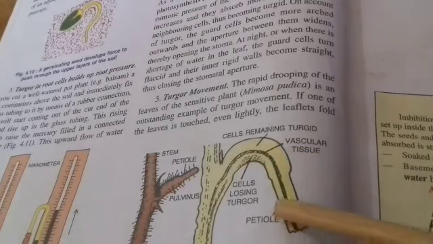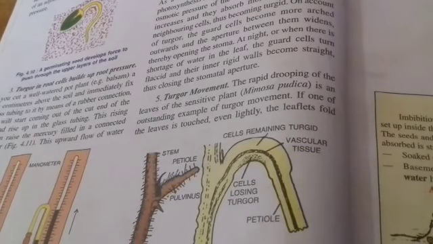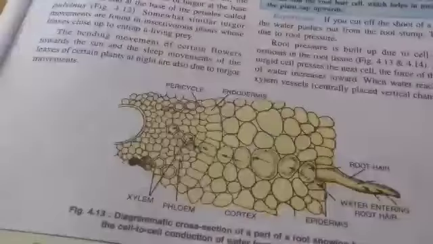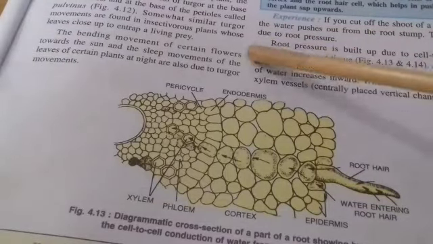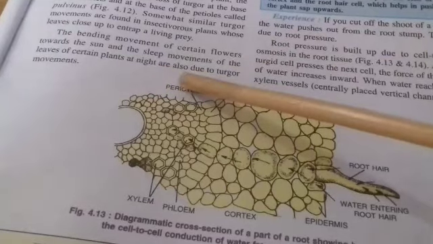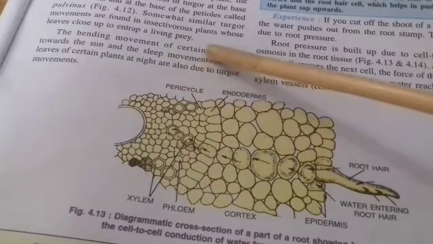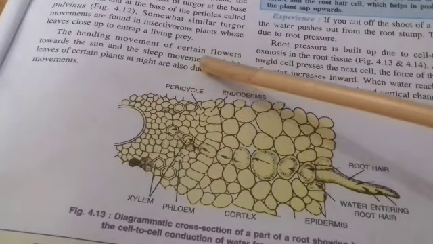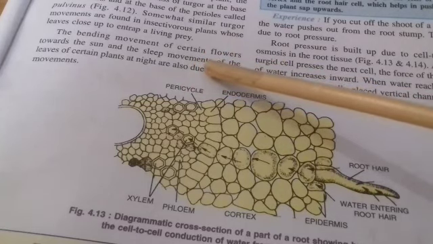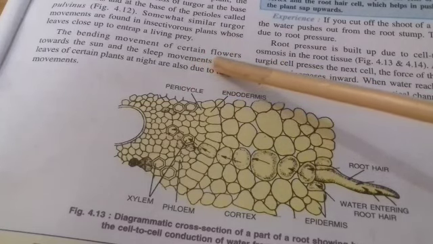Some other interesting examples we can see in the plant kingdom are the bending movement of certain flowers towards the sun, like the sunflower, and the sleep movement of leaves of certain plants during night. So these are all examples of turgor movement in plants. Very important, usually asked in exams. Okay.